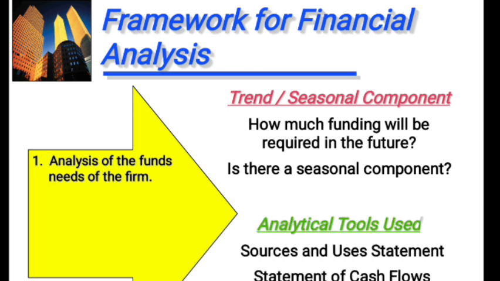Framework for financial analysis. There are two types of financial analysis in this case where we talk about a framework. First, analysis of funds needed by the firm. You need to analyze what funds are required by the firm for that specific accounting period or cash period. Two processes are done for that framework. First is trend or seasonal component. Second is analytical tool used.